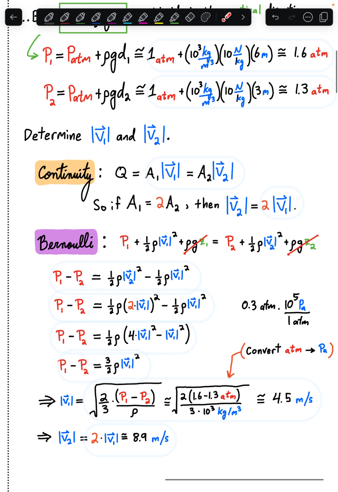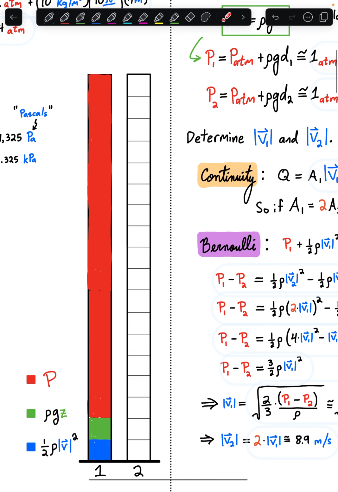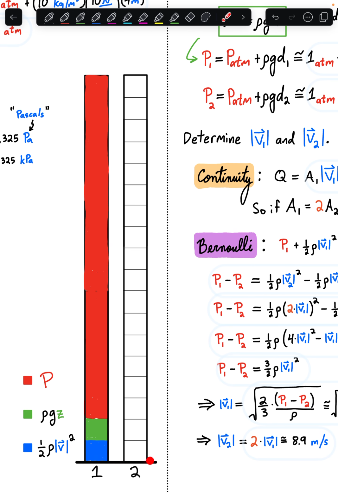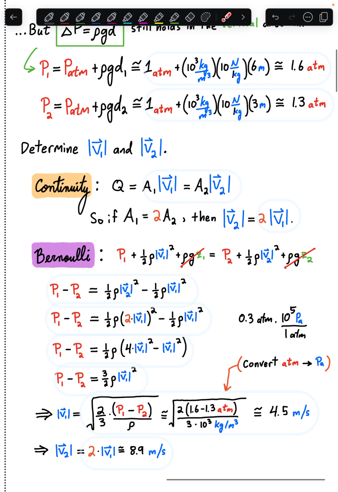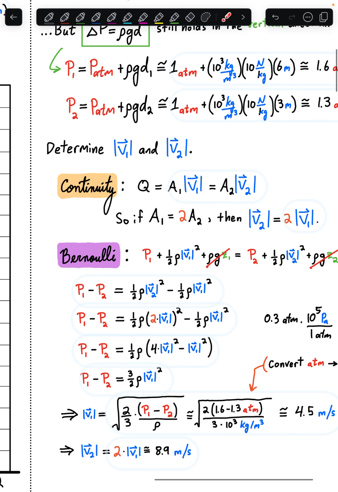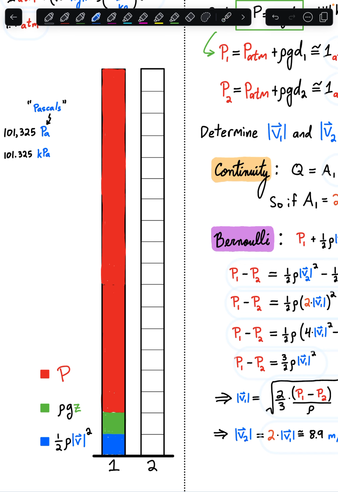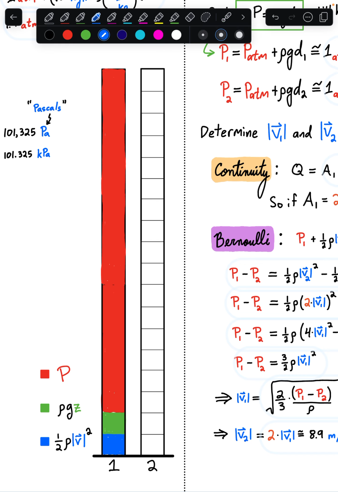For completeness here, let's do a quick bar graph comparison at gate 1 and gate 2. At gate 1, using our 3 terms from the Bernoulli equation, we've got some kinetic energy density, some gravitational potential energy density, and we've got pressure here. And from gate 1 to 2, we know we gained kinetic energy density. Since the speed went up by a factor of 2 and speed gets squared in that formula, our kinetic energy density must go up by a factor of 4. Therefore, at gate 2, we know we have 4 times the kinetic energy density that we had at gate 1.